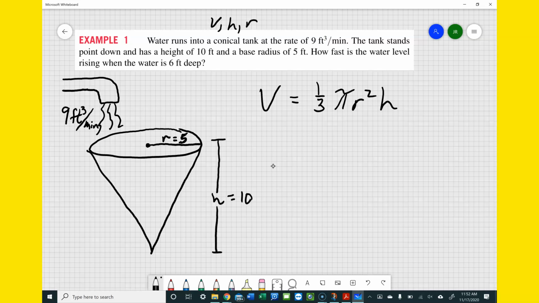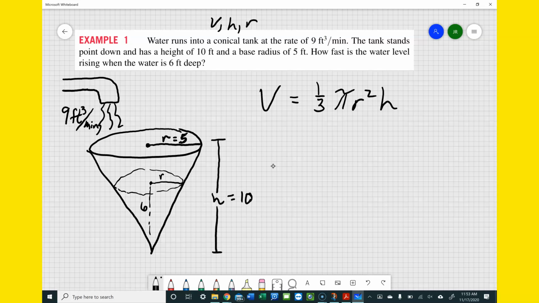Okay. Now, it says it wants to know when the height is 6 feet. So not when it's at the top, but when it's 6 feet deep. Okay, not when it's all the way to the top at 10, but when it's 6 feet deep.